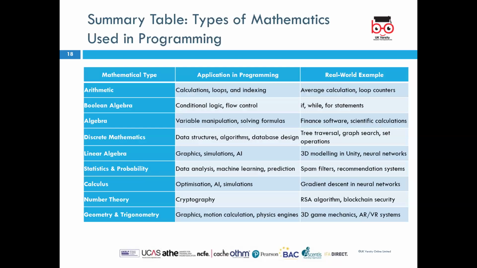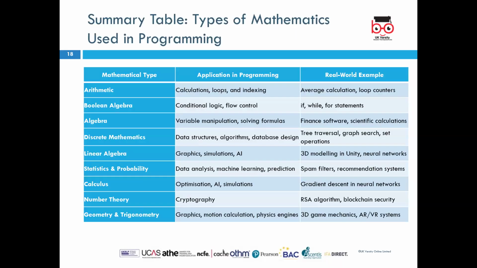Again, these are just some real-world examples and applications in programming of each type that I've just spoken about. I won't go through this again because we've already covered it. I'll quickly speak about some real-world examples. Arithmetic has average calculation and loop counters. Boolean algebra, again repeating what we said before, has if, while, and for statements.